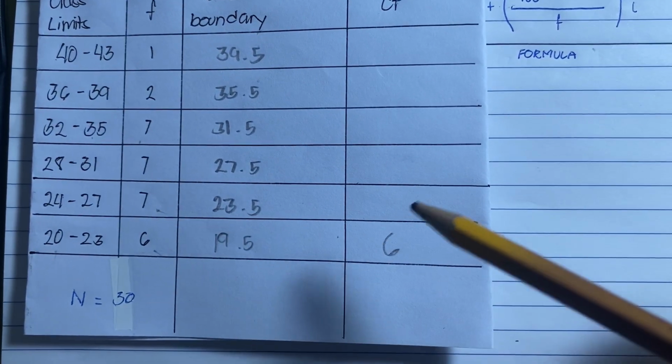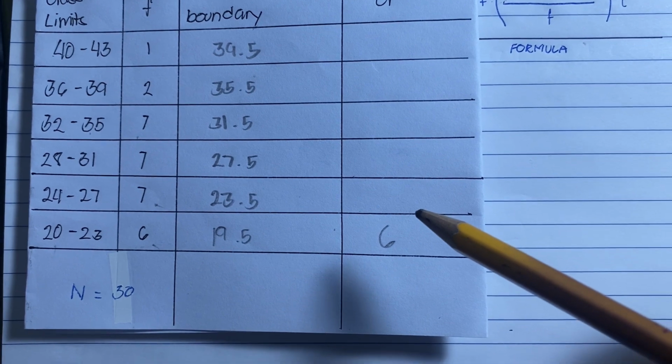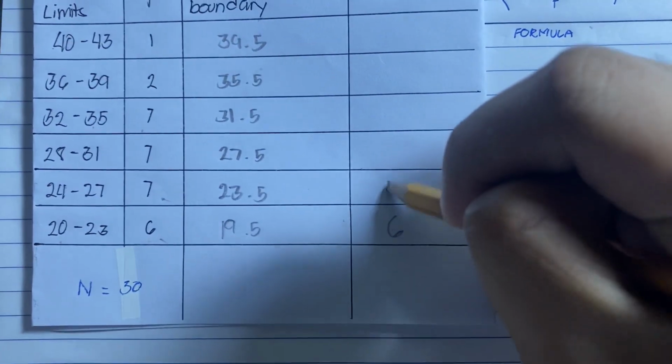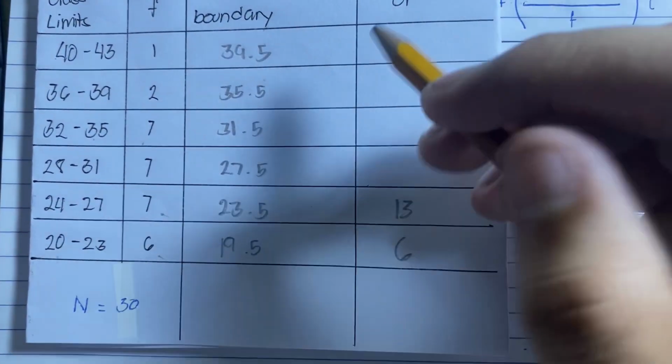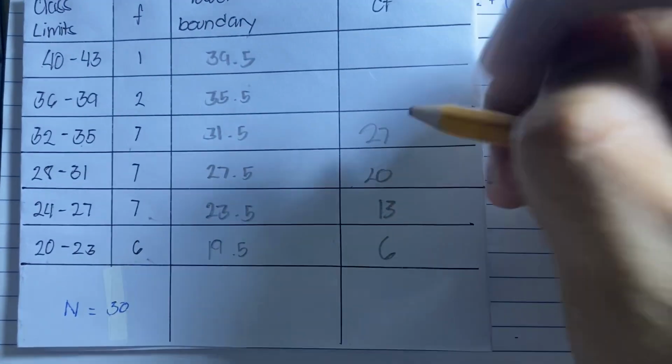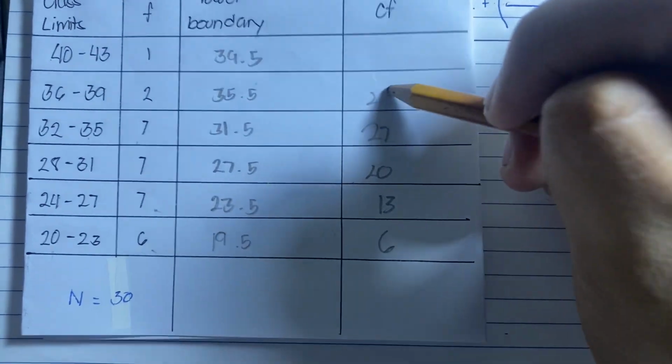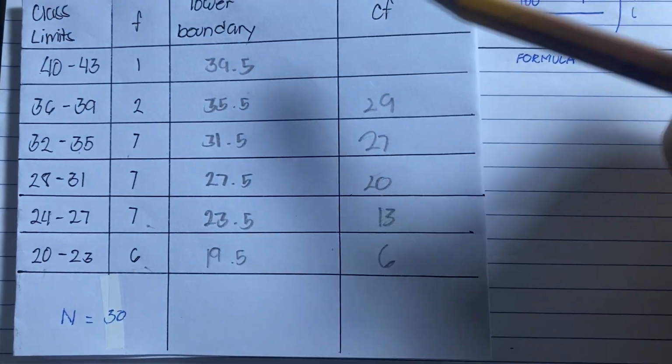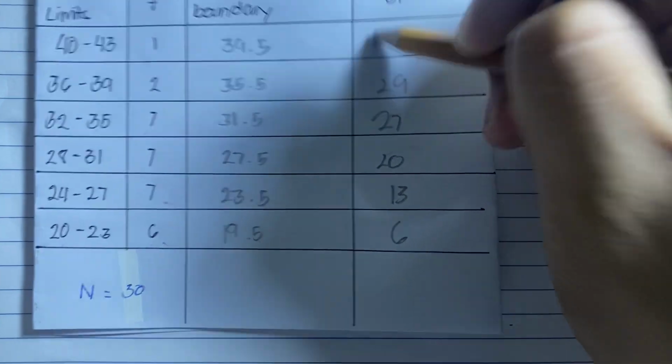So, 6 plus 7 is equals to 13. So, 13 plus 7 is equals to 20. 20 plus 7 is equals to 27. Plus 2 is equals to 29. And then 29 plus 1 is equals to 30.